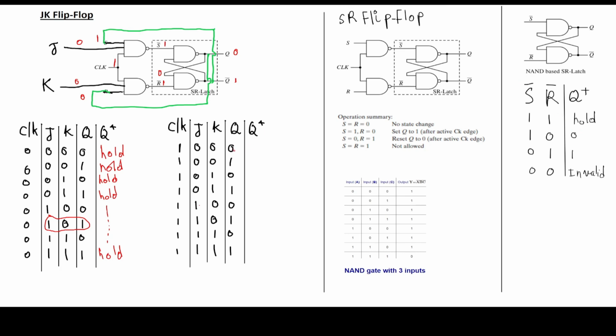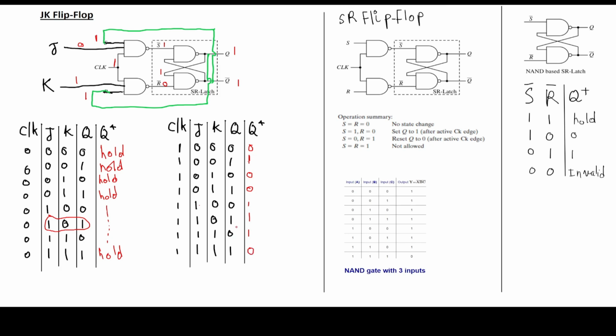So the previous state is 0, we hold it, so the output here will be 0. And then you can complete the bottom 4 rows in the same way we did. You should be able to practice with it and conclude the next state. But let me give you the answers. So this will be 1, this will be 1, this will be 1, and this will be 0.